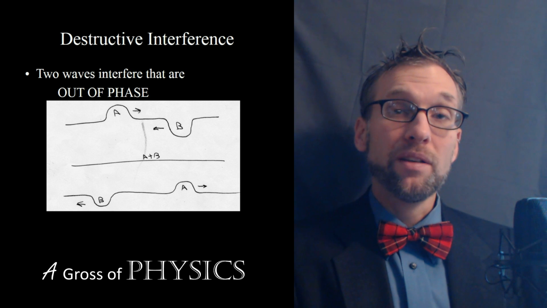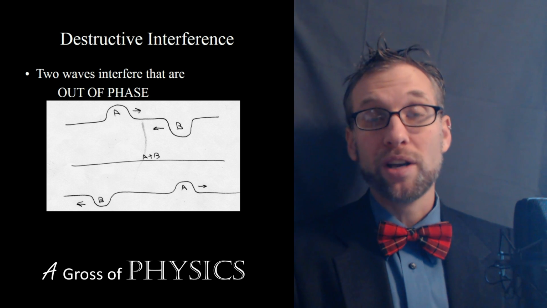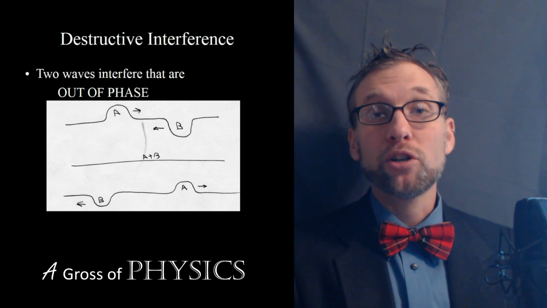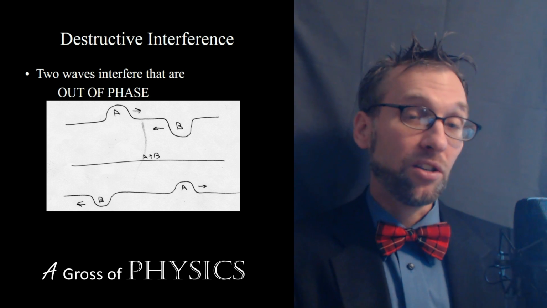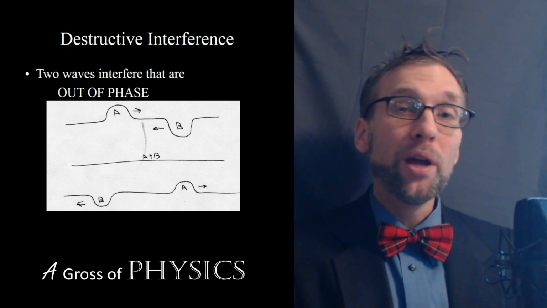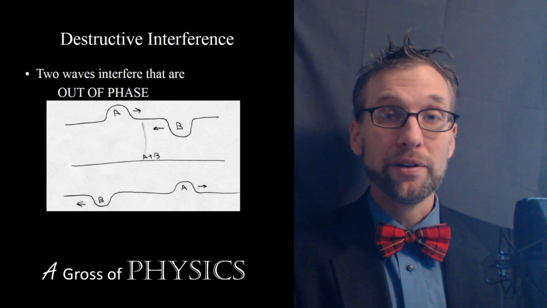Typically, though, what we do is if they're together and they're in phase, two crests come together or two troughs, we add them. If we're out of phase, we have a crest and a trough coming together, we subtract the two. When they add together, it's constructive interference. And when we subtract them, it's destructive interference.